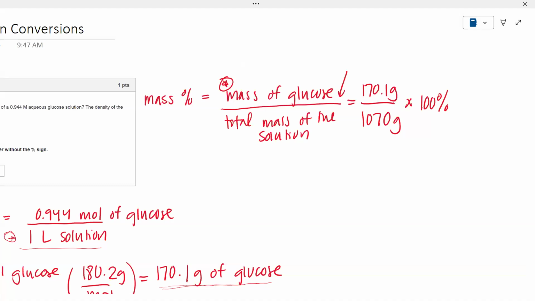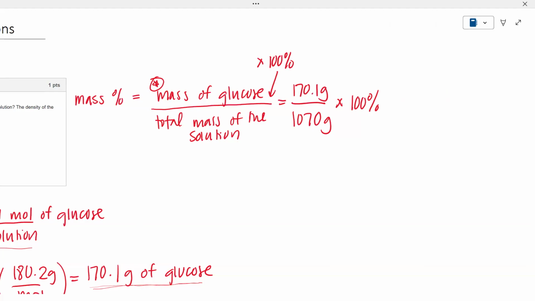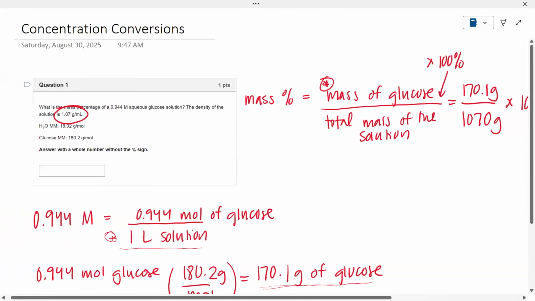So now I'm just going to multiply that by 100%, because we're going to work in percentages. So make sure that you don't get an answer between 0 and 1. That would be the mass fraction. We want the mass percentage. And so when you go through and do this, you wind up getting 15.9%. The question is asking you for a whole number, so that's going to be 16%.